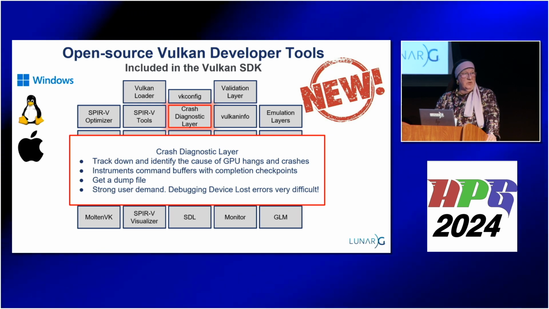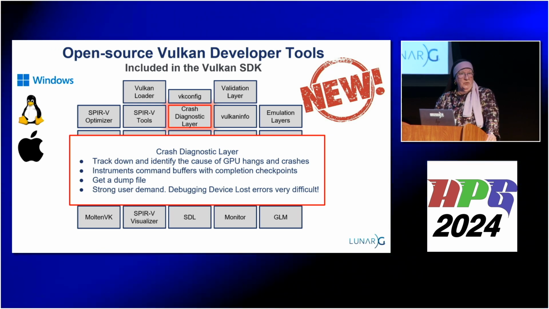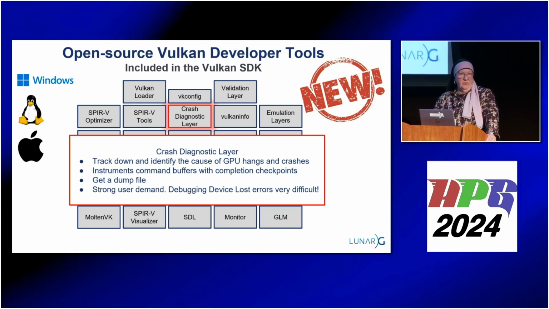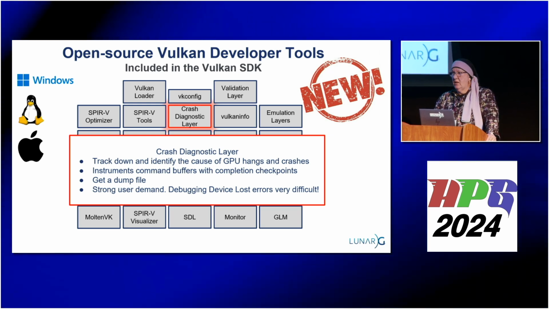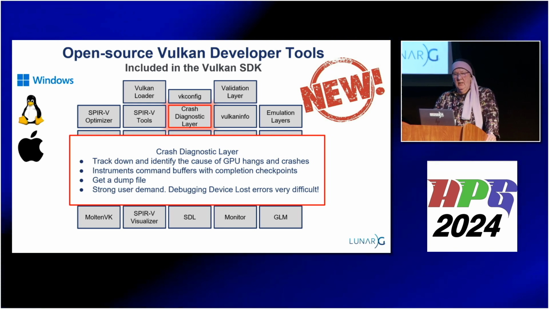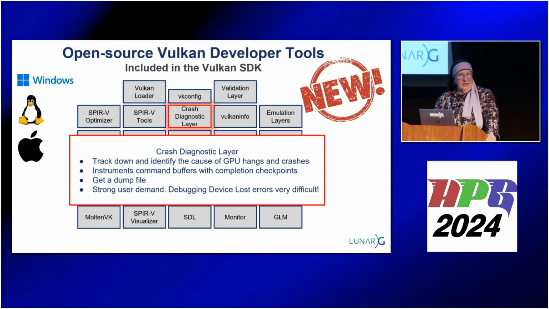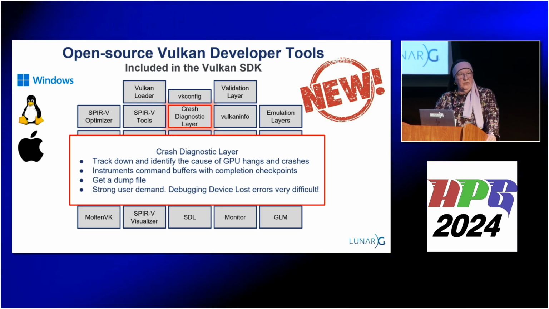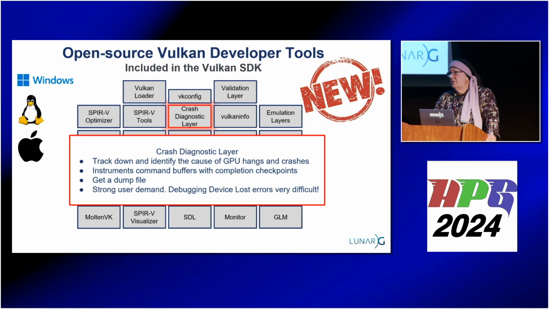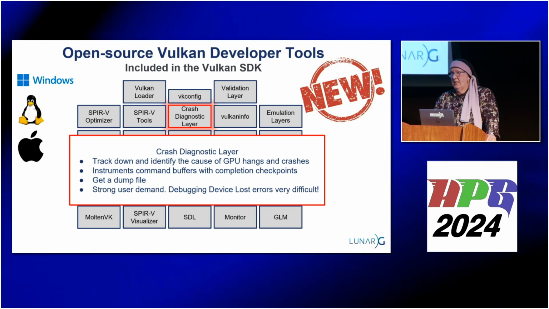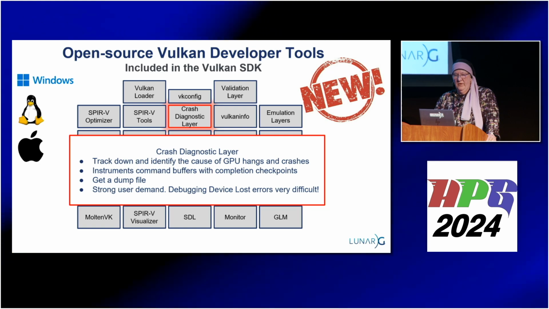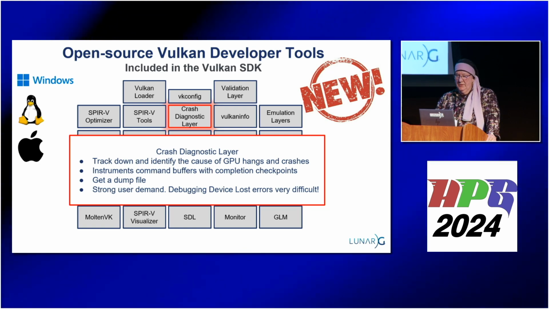And new, released just last week, we just released the crash diagnostic layer. So hung GPUs, crashed GPUs, device lost. We hear over and over again, these are the hardest situations to debug. The crash diagnostic layer is beginning to help with that by using some extensions defined in the Vulkan working group to insert breadcrumbs, I'll call it, and also to get dump files as a result of the crashes. Very strong user demand for this from the ecosystem.